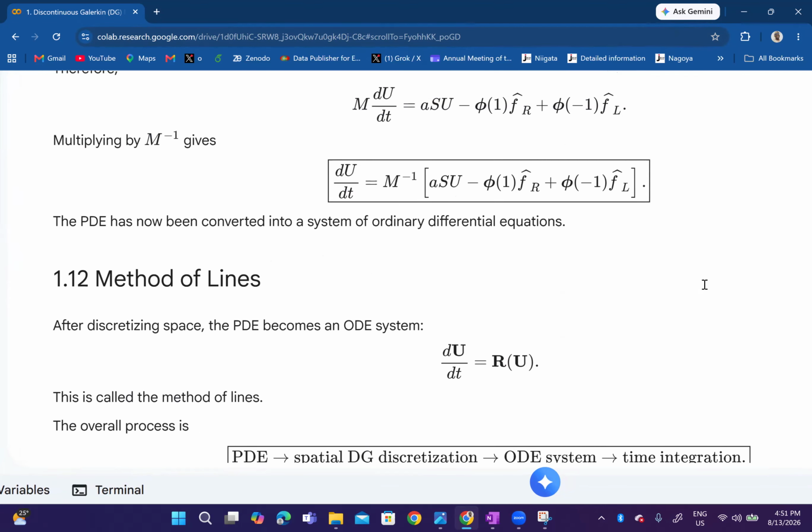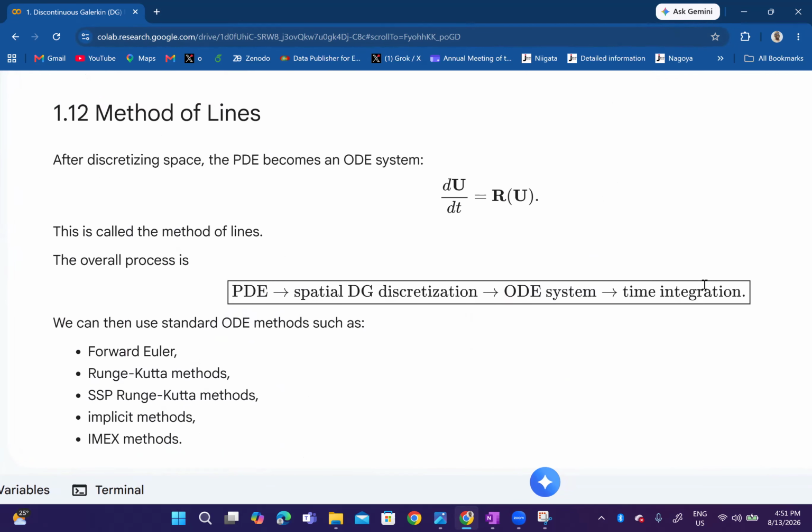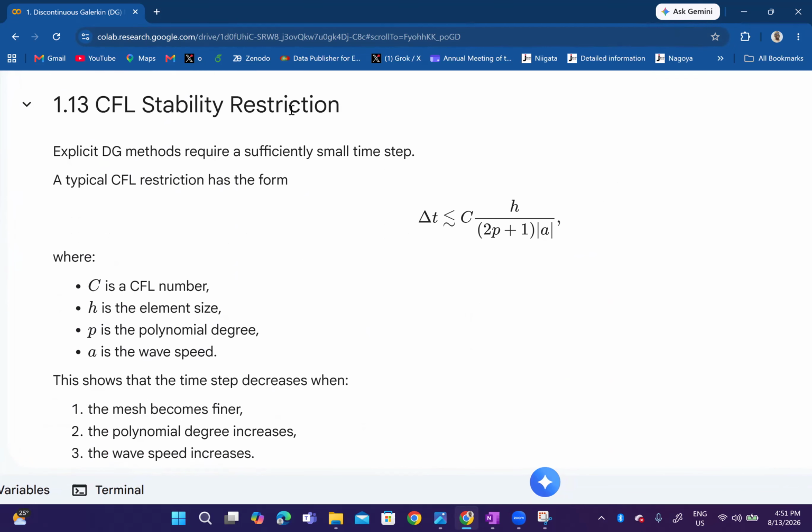Because for an ODE system, you have just one dimension, only time. For a PDE, you have time and space, t and x. But now that you have converted to an ODE, you have only time. So we can then use standard ODE methods such as forward Euler, Runge-Kutta methods, SSP Runge-Kutta methods, implicit methods, or IMEX methods. Then we have the CFL stability restriction.